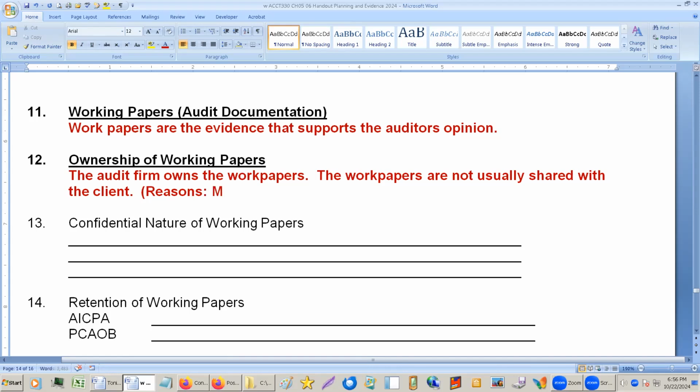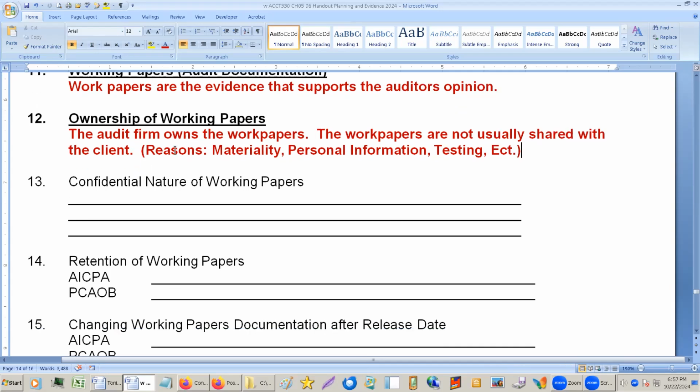You don't want them to know your materiality. There may be personal information. You don't want them to see what testing you're doing. So you don't share these with your client. They're not usually shared with the client. So the audit firm owns the work papers. They're their evidence for going into a court case, basically.